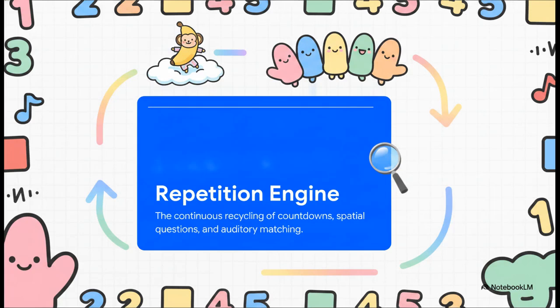Which brings us to the true formula at play here, the repetition engine. By constantly plugging numbers, colors, and sounds into these minor, looping narratives, like the monkeys or the finger family, the text maintains this unbreakable, almost hypnotic rhythm. It's absolutely not designed to surprise you. Instead, it's built to provide immense comfort and predictability through endless, systemic recycling.